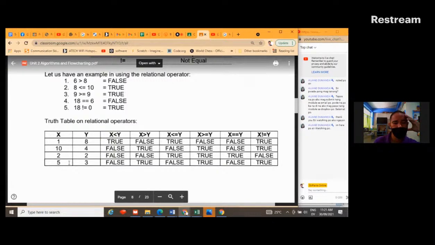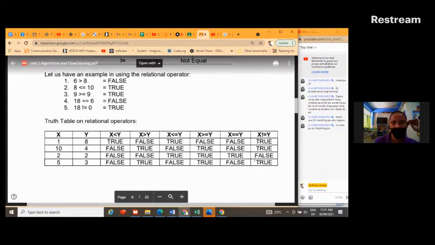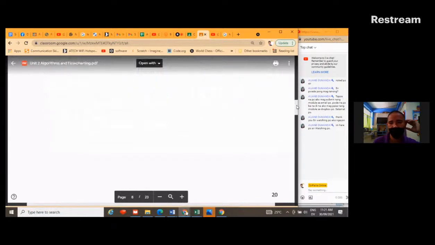And the last example, we have 5 and 3. 5 is less than 3, that is false. 5 is greater than 3, that is true. 5 is less than or equal to 3, that is false. 5 is greater than or equal to 3, that's true. 5 is equal to 3, that's false. 5 is not equal to 3 is true. Let's proceed. I hope you learned that one.